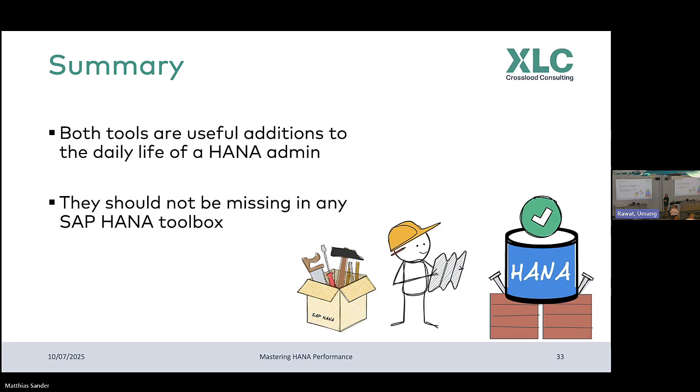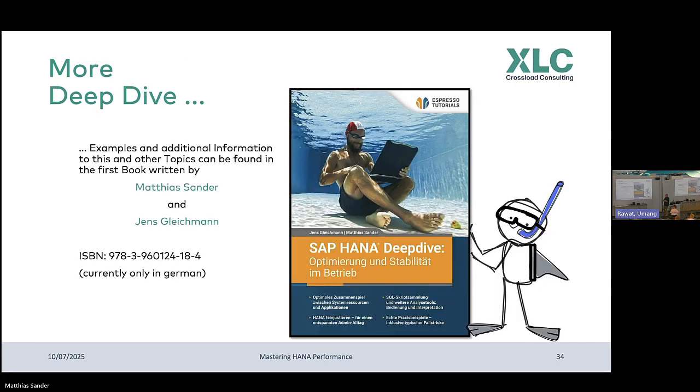From your side, in general, at the end, just a short slide here about the book Matthias wrote together with Jens. It has a lot more deep dive information about these topics, but also other topics. It is currently only available in German, but an English version will follow soon.